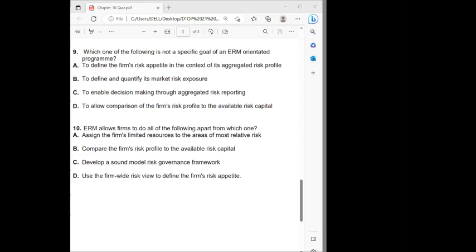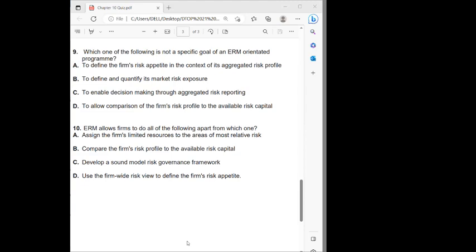Right, I've got 6 responses. Let's see the question. ERM allows firms to do all of the following apart from which one?